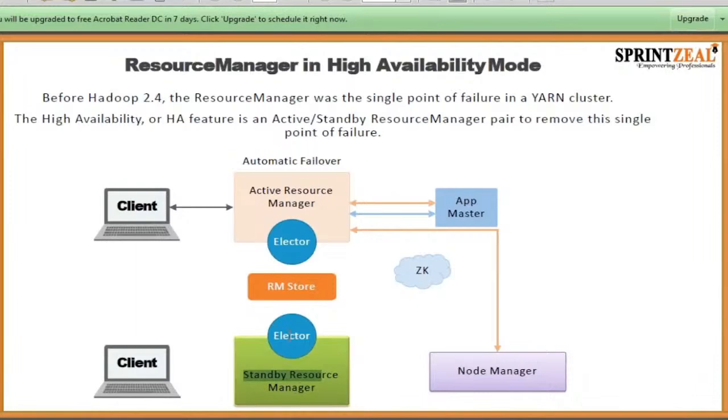Okay, so there will be an elector, whoever comes first will become the active, another one will become standby. If active is down, then automatically standby will become the active. All the work will always be done by the active, like any interaction with the clients, everything will go through the active, and standby will not handle any traffic. It will be just on standby mode. Even if you try to connect to it, it will say I'm on standby, I cannot do anything. So only the active one will be doing all the work.